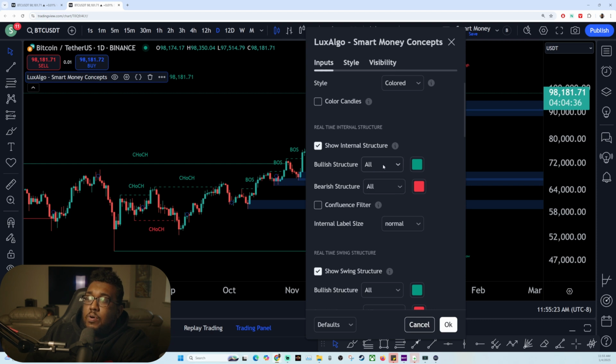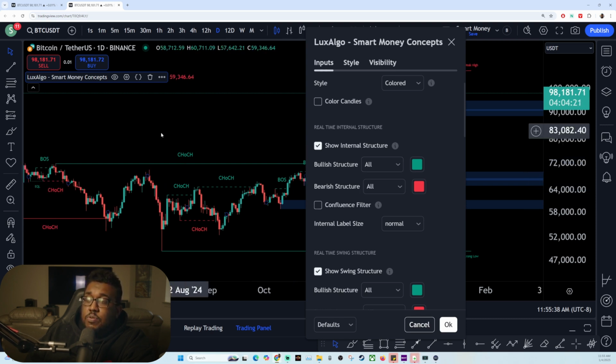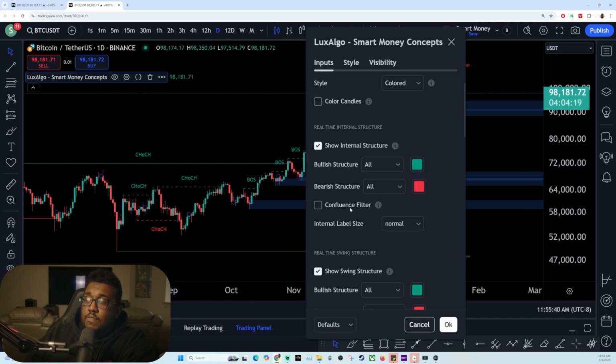I'd recommend keeping both of these on all, because you have all the information there and you just want to see it all the time. Sometimes if you guys become more advanced, you will be able to see all of this in your head. But until you become that advanced, I just recommend keeping this set on all. If you feel like it's too cluttered, you guys can always turn on the confluence filter right here.